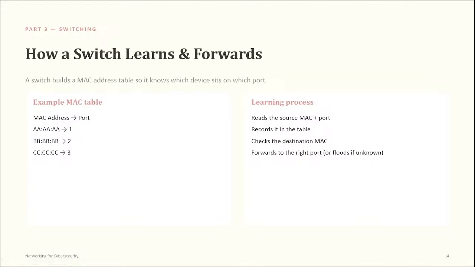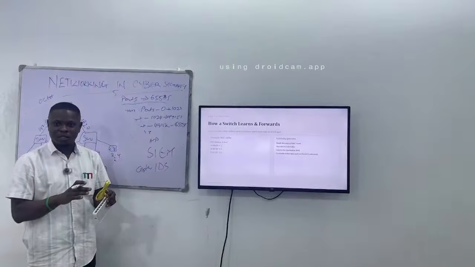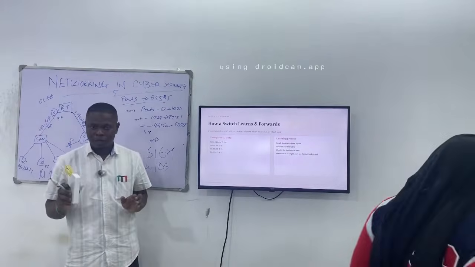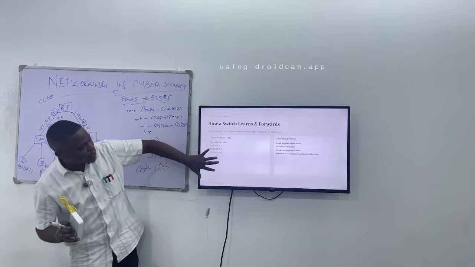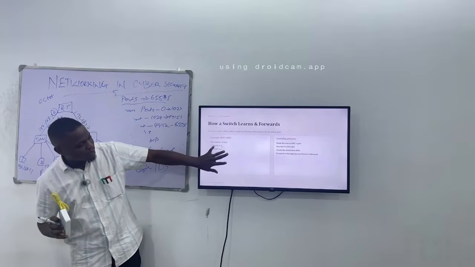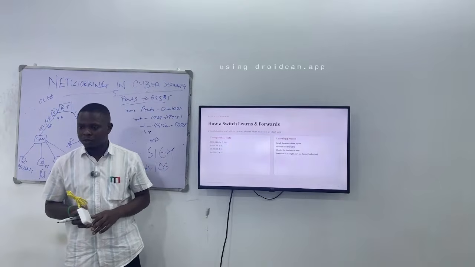Then switching: how a switch learns and forwards. A switch builds a MAC address table so it knows which device sits on which port, which I just explained. Once the first cable is connected to the switch and to the system, a MAC address table is created, right? On that MAC address table, we have the MAC addresses and port numbers. Is it clear? Example of the MAC address table, just like this, MAC to ports. This is an example, MAC 1, port 1 has this address, port 2, just like that. So the ports are completed on the switch.